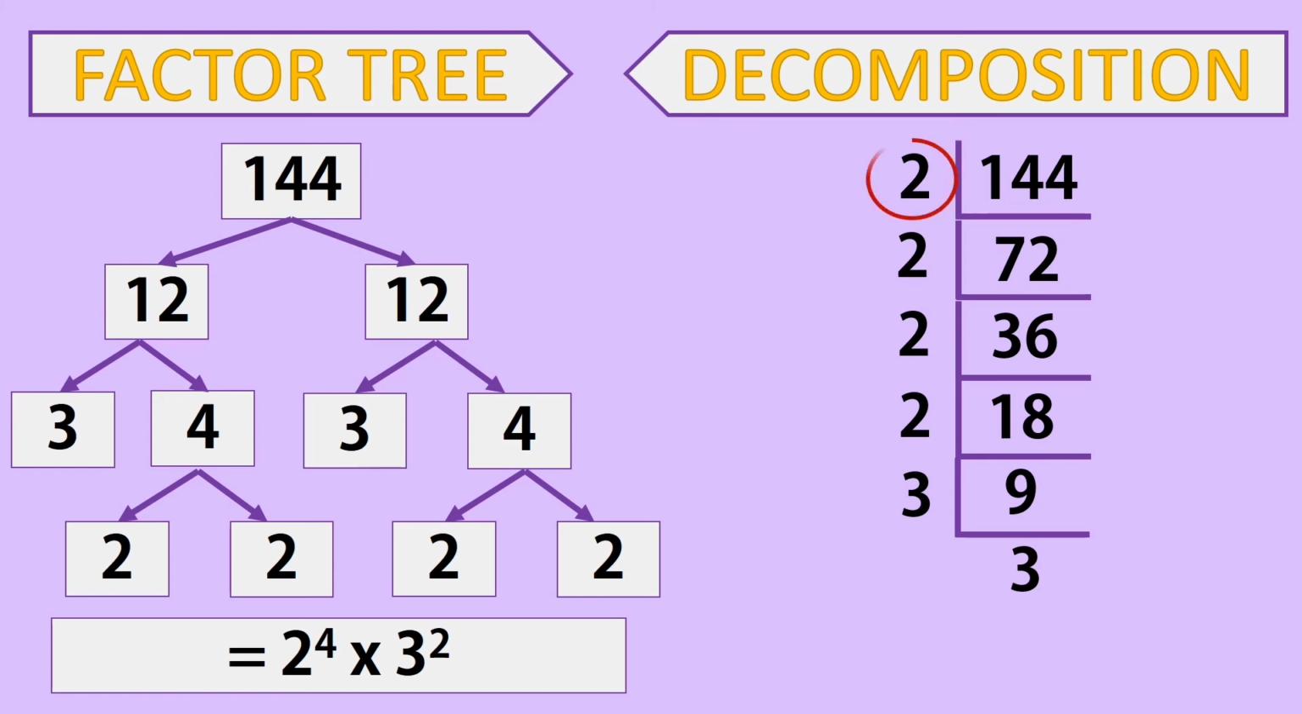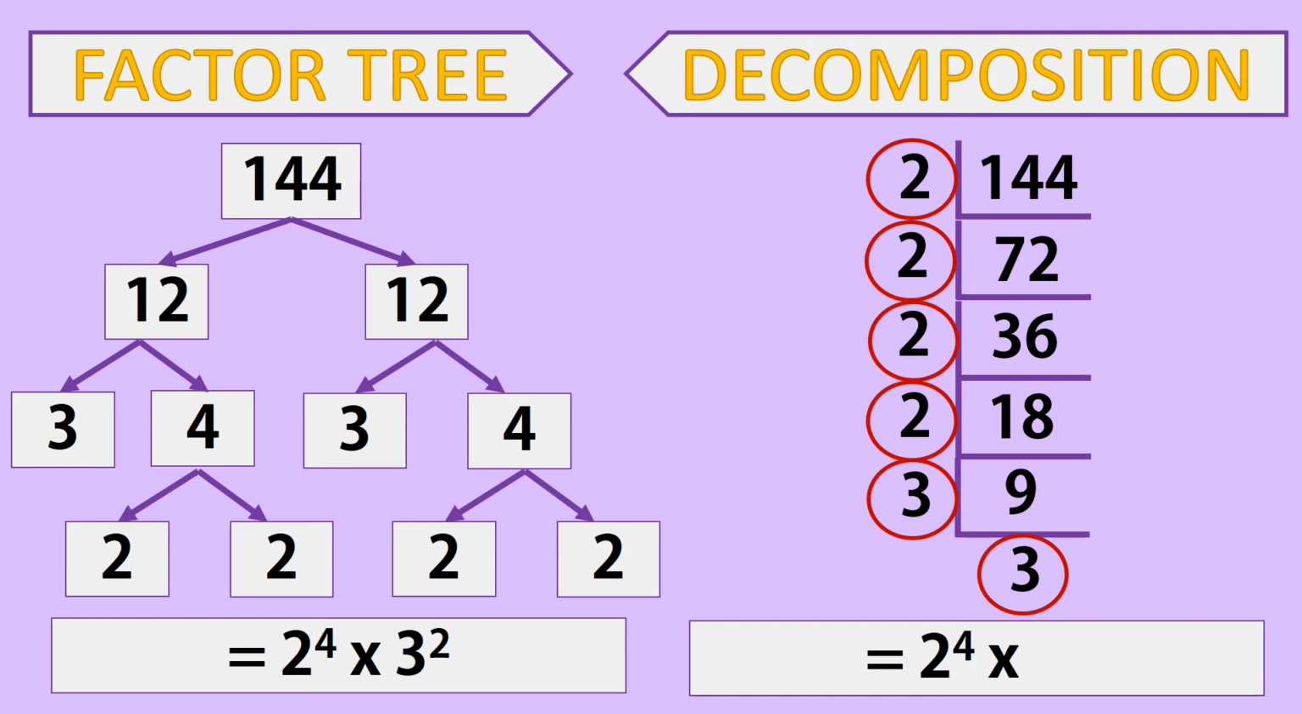To write the prime factors using the decomposition method, we'll just need to write the divisor of each quotient and the last quotient. So the answer is 2 to the 4th power times 3 squared. The answer that we get using the decomposition method is just the same as using the factor tree.